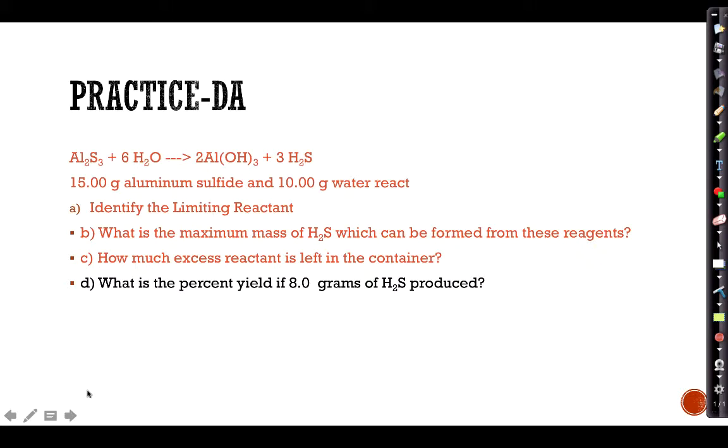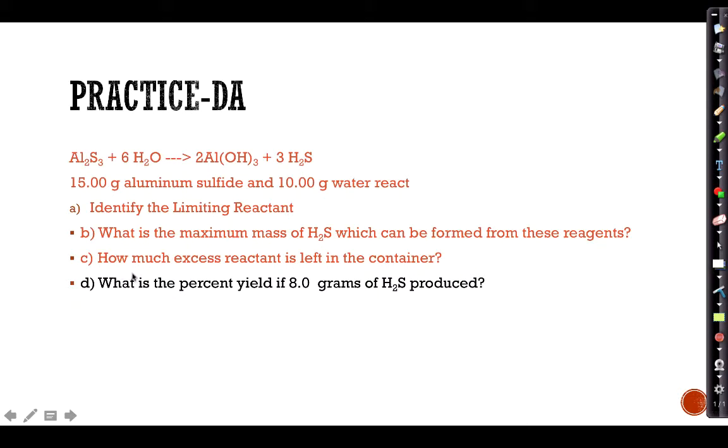All right, so let's practice a little stoichiometry here. So when I look at this, I have a reaction, and it says I have 15 grams of aluminum sulfide and 10 grams of water. They react. Let's identify the limiting reactant. What's the maximum amount that we can make of this? How much excess reactant is left over, and what's the percent yield here?